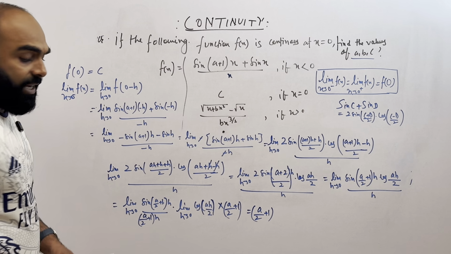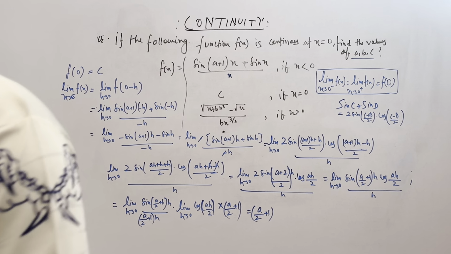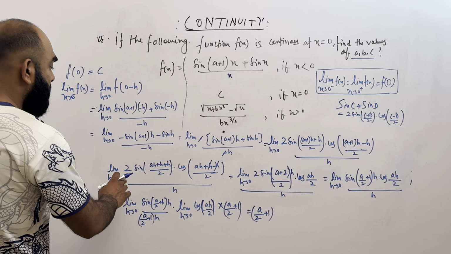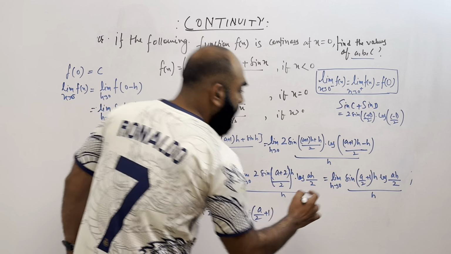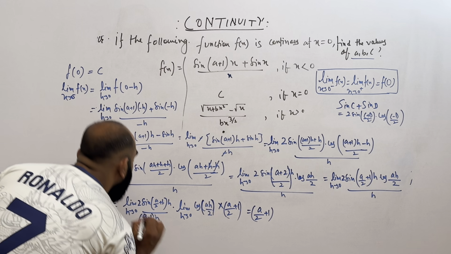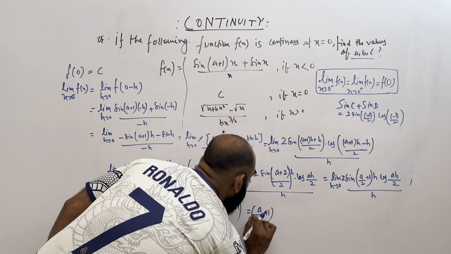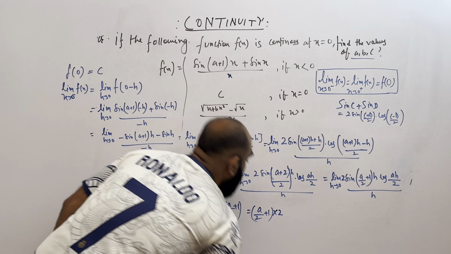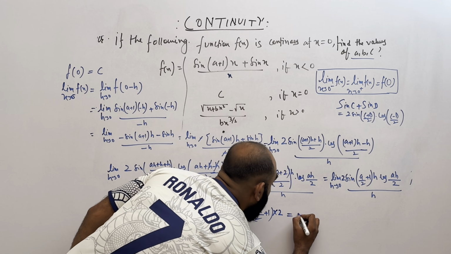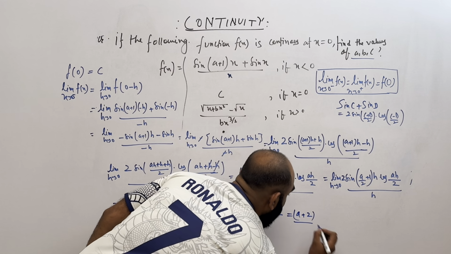This is your limit x tends to 0 minus of f of x. Sir, you have left the 2. This 2 is there, na? Here I left the 2. Okay, no problem. So this 2 will come: 2 into a by 2 plus 1. So what will be the value? Final is a by 2 into 2, a plus 1 into 2, so a by a plus 2.